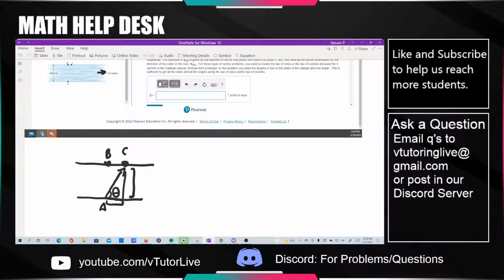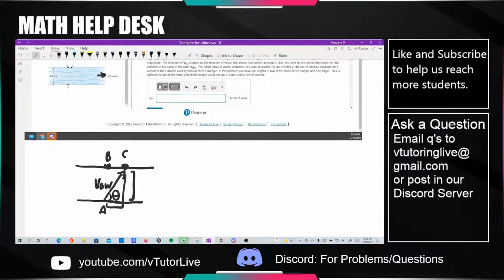All right. So basically, they have some V. I don't know what they're calling it. They're calling it V, boat relative to the water. I guess I should use a smaller thing. Right. V of the boat relative to the water.